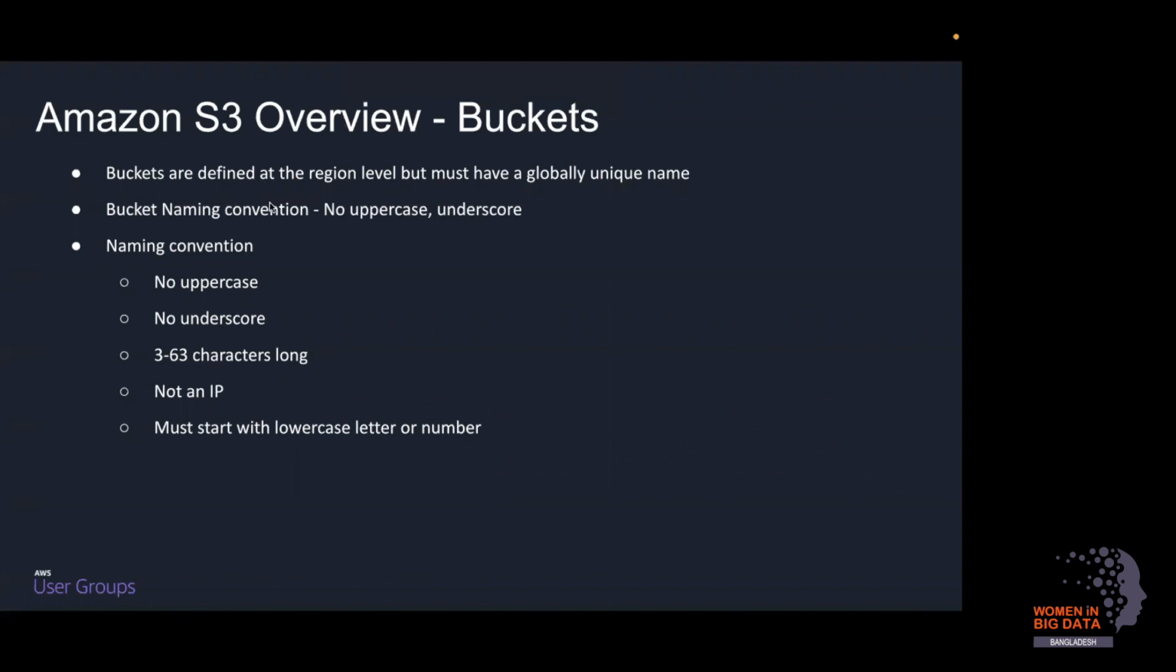The second point is the naming convention. You cannot have uppercase or underscore. It always has to be lowercase. You can have a hyphen, but it always has to be lowercase, no uppercase, no underscore. And it needs to be a minimum of 3 to 63 characters. IP addresses are not allowed. And again, it should always start with a lowercase letter or a number. You cannot start with a special character like a dot or hyphen or those kinds of things.